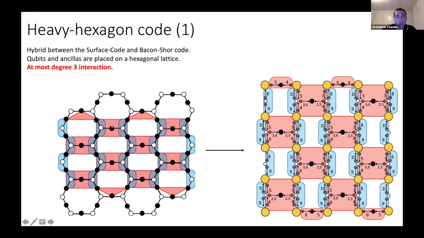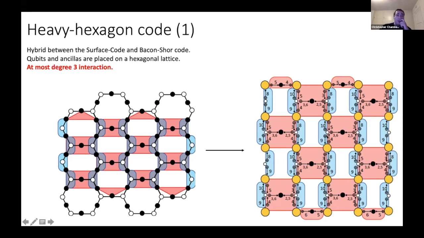We call it a heavy hexagon because data qubits and ancillas of the code are not only present on the vertices of hexagons, but also on the edges. So that's where the name heavy comes from. This heavy hexagon code is a hybrid between a surface code and a Bacon-Shor code. Just to make it a little bit easier to see which gauge operators are being measured, if you look at the figure on the right, this is an equivalent representation of the heavy hexagon code. The actual code would be implemented by the figure that you see on the left.